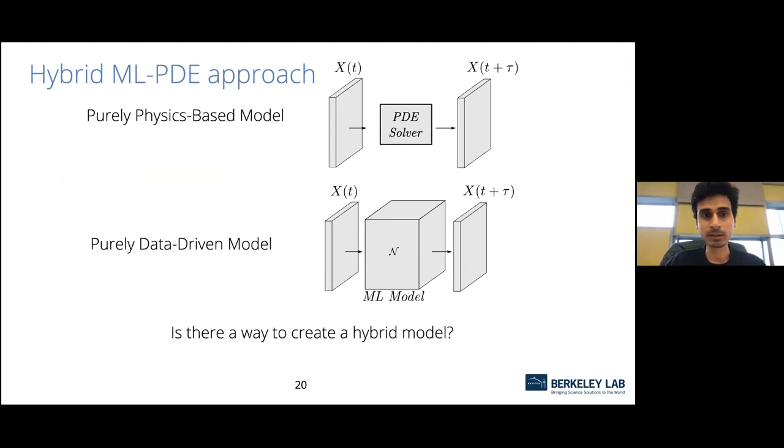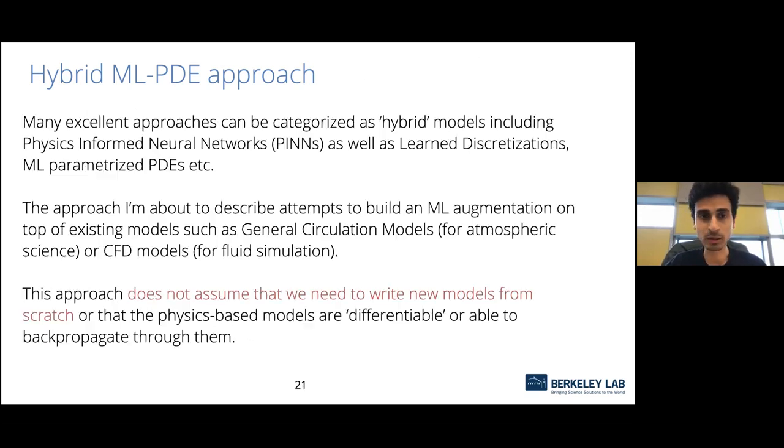So the basic comparison is that on the one hand, you have a purely physics-based model where you use a PDE solver or a numerical model to time step the state of a dynamical system from x at t to x at t plus tau. On the other hand, you might try to train a neural network to take the state of your dynamical system from x at t to x at t plus tau. The question is, is there a way to combine these two and create a hybrid model?